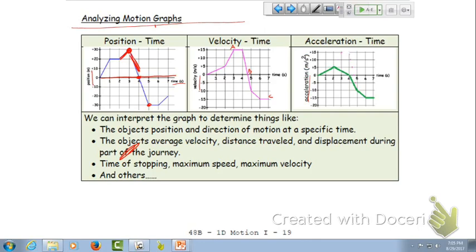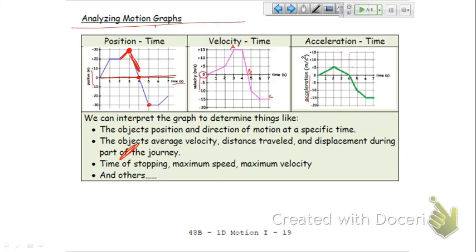The answer is B. When does it stop? It stops when it's got 0 velocity. Hold on, I thought it was when it was horizontal. Yeah, in a position versus time graph, it stops when it doesn't change its position in time. But on a velocity versus time graph, it stops when it crosses the origin.